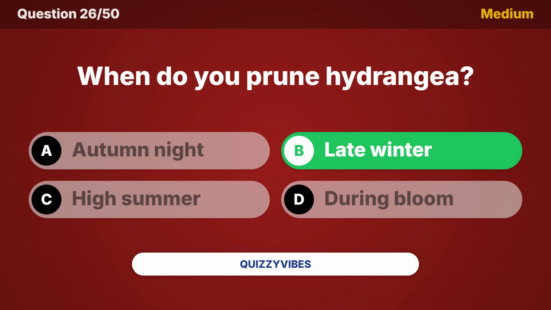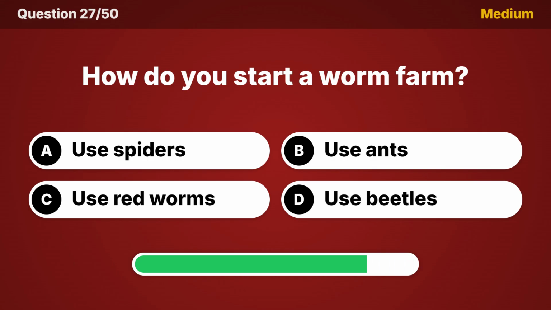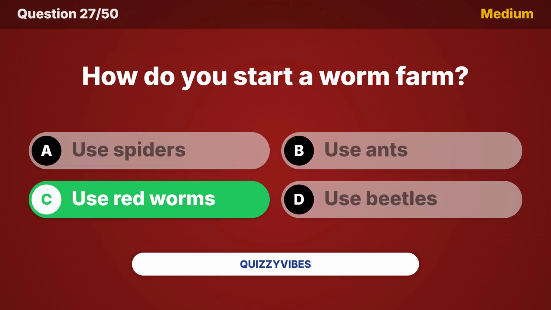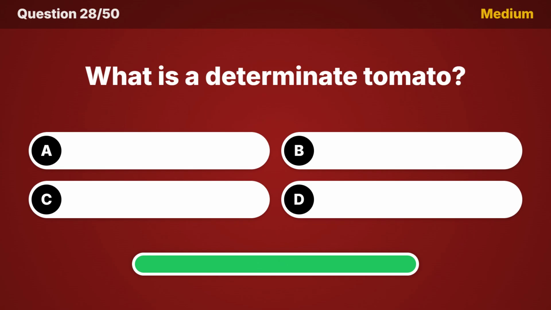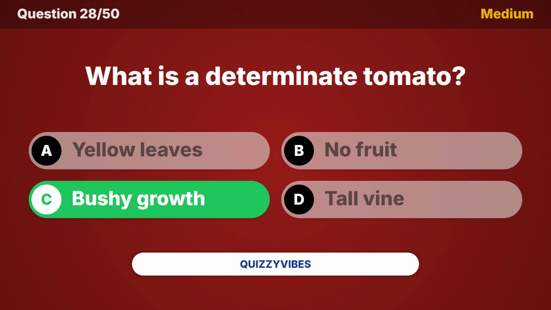Time's up. It's late winter. How do you start a worm farm? The correct choice is use red worms. What is a determinate tomato? The answer is bushy growth.